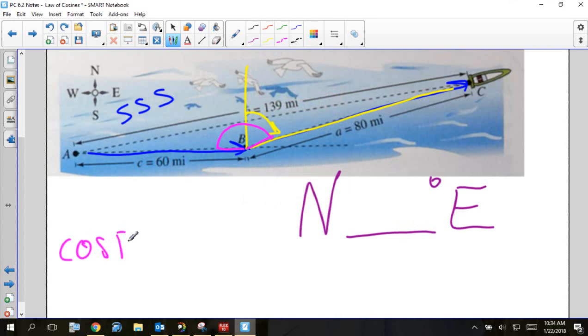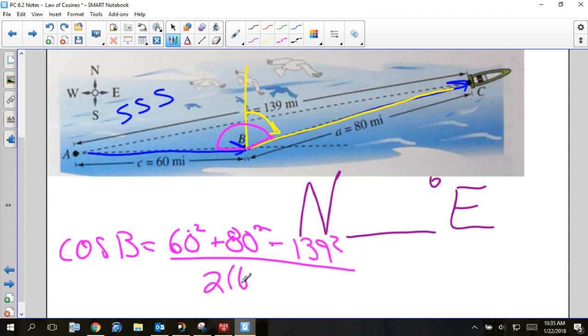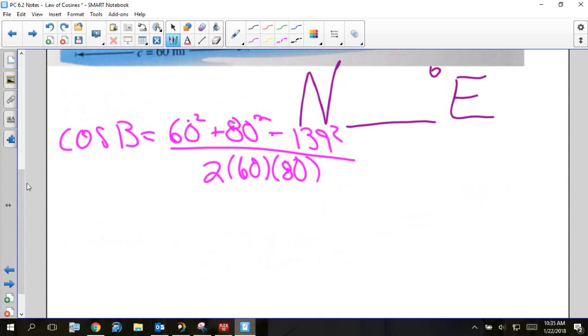So we get cosine B is equal to the sides that are not across from B, 60 and 80 squared, minus 2 times 60 times 80 cosine angle B. Oh, why am I doing this one? Just kidding. I started doing that one and then I went to the other one. Sorry about that. Minus 139 squared, all over 2 times 60 times 80. So we're doing that formula, not the other one. And to do this formula, you will have to inverse cosine.